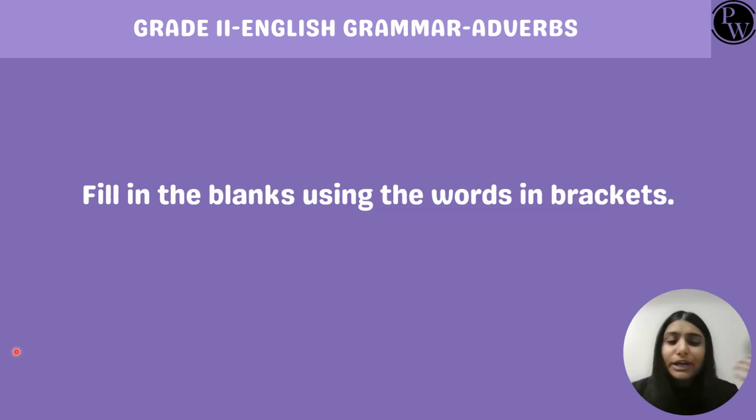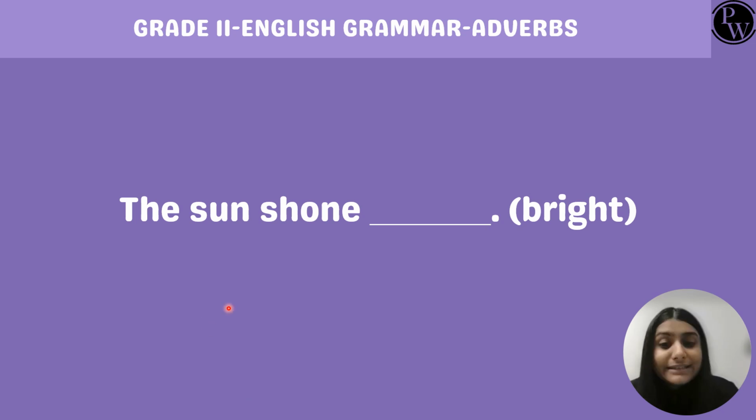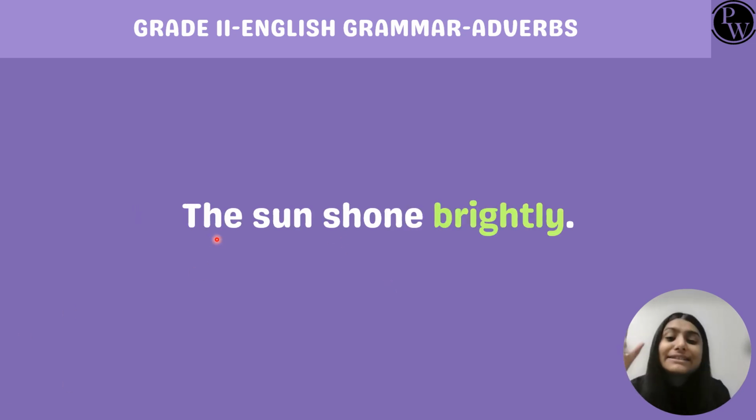Now, let's review whatever we've learned. We'll fill in the blanks using the words given in the brackets. Do not forget to add ly. The sun shone dash. We have the word bright. So, what do you think will be the correct answer here? Yes, the sun shone brightly. Brightly is the correct answer. Great.